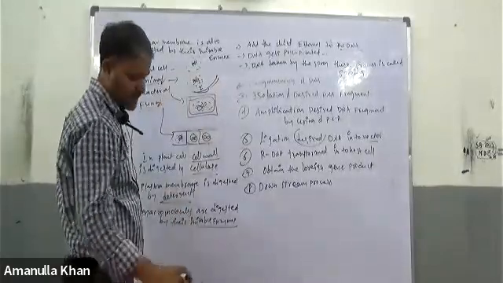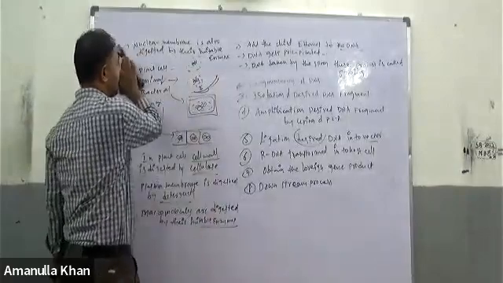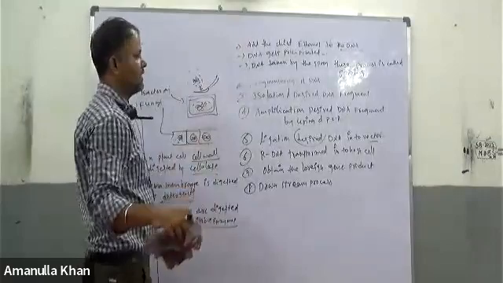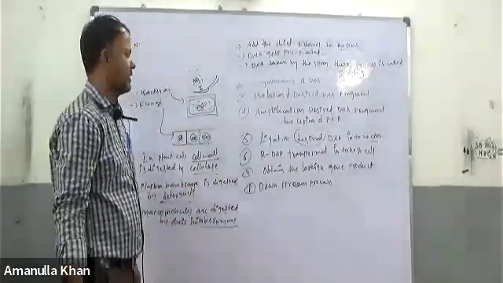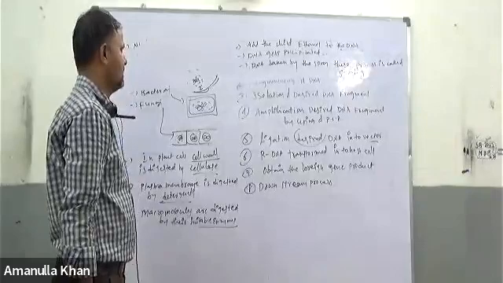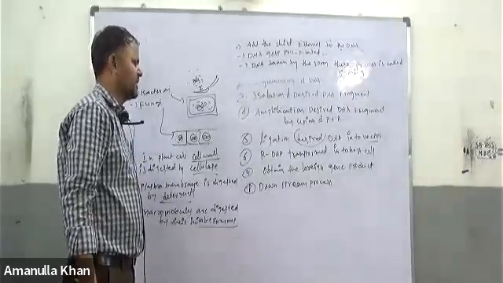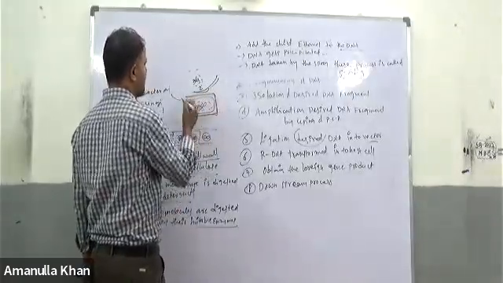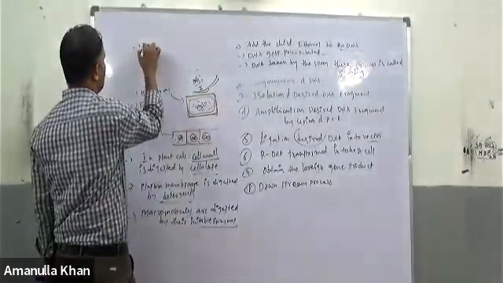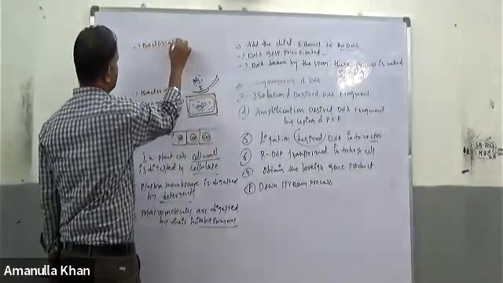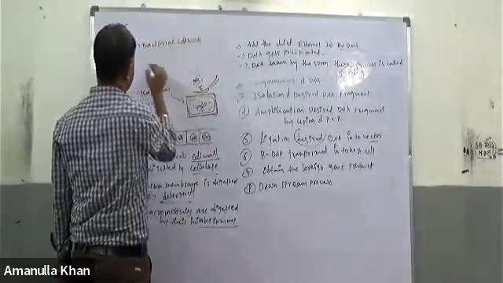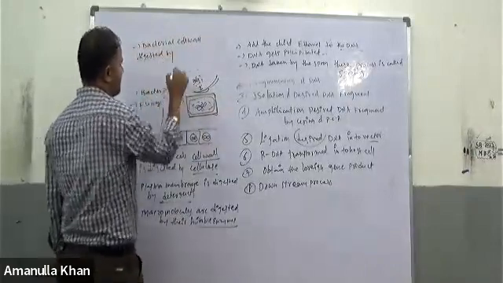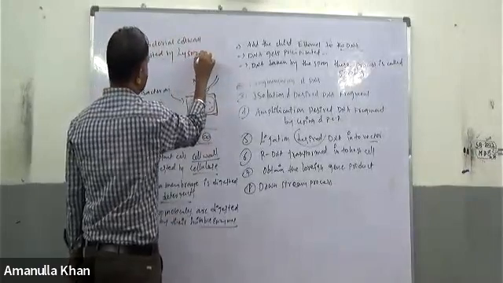Then bacterial DNA. The outer layer is the cell wall, right? The cell wall is made up of peptidoglycan or pseudomurein. We learned this in first year, in the chapter Biological Classification. This bacterial cell wall is digested by what? The lysozyme enzyme.